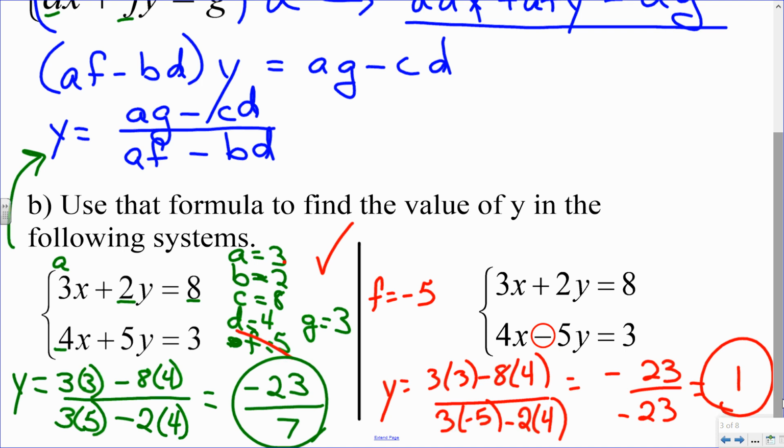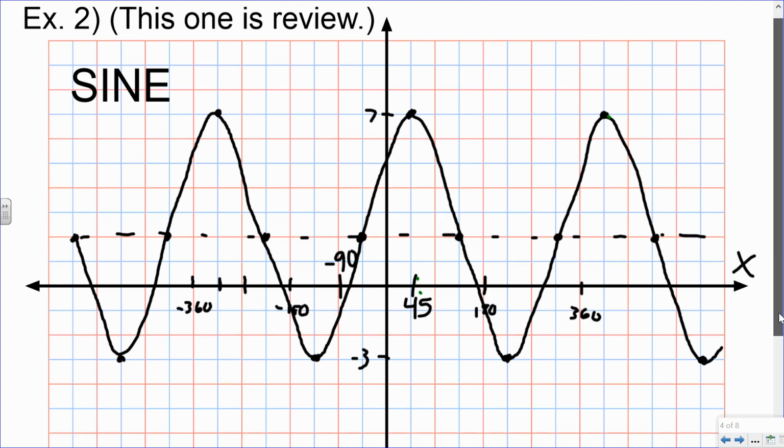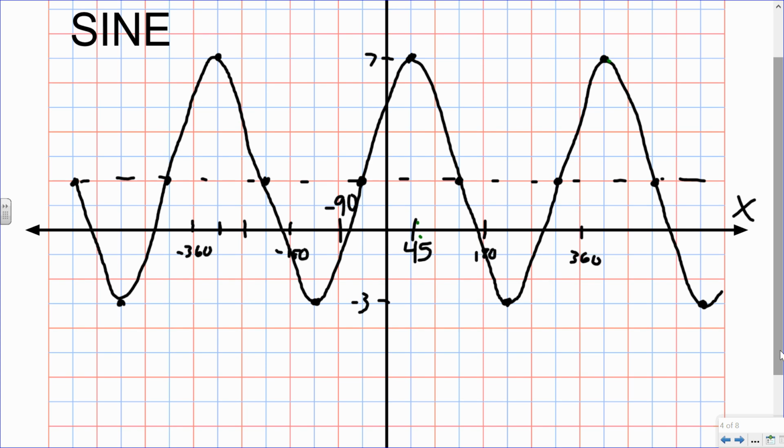Okay, moving on then. First one is a review. Let's get both sine functions for this one.